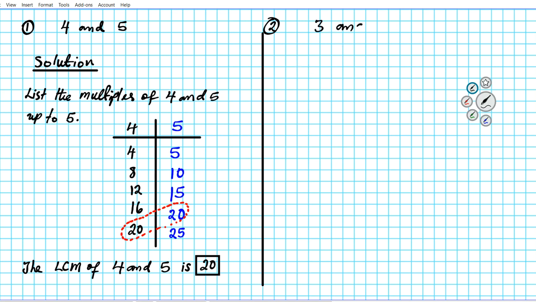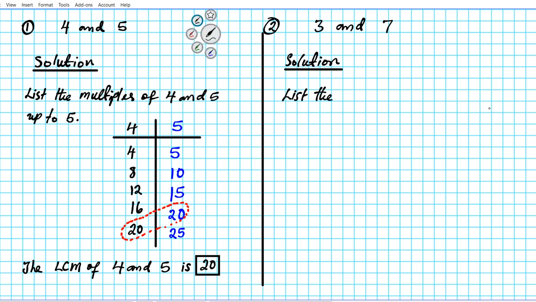All right. Okay, so 3 and 7, that's number 2. What is the least common multiple of 3 and 7? Basically, what is the smallest number that these two can go into evenly without any remainder? Or what is the smallest number that shows up in the multiplication facts of 3 and 7? So what are we going to do? Let's list the multiples of 3 and 7.